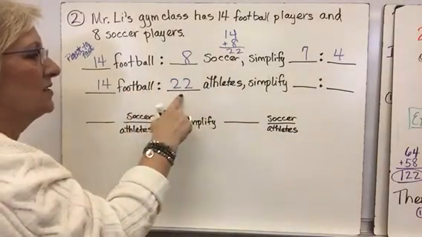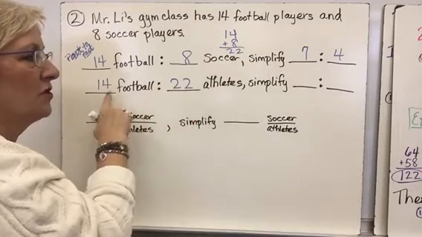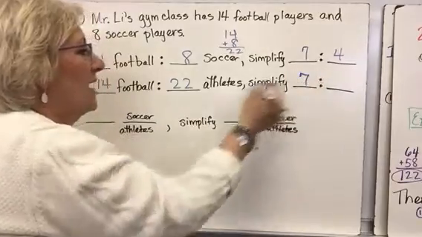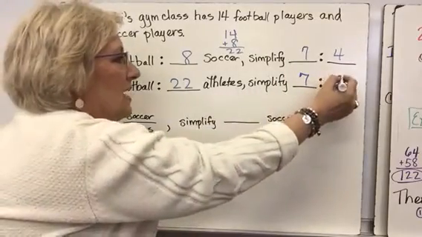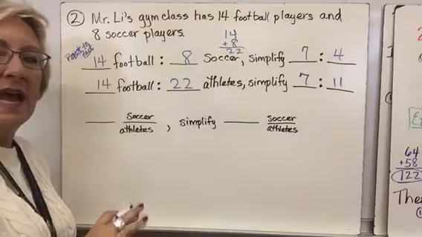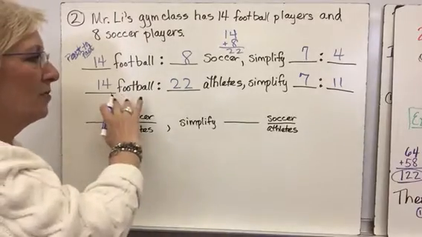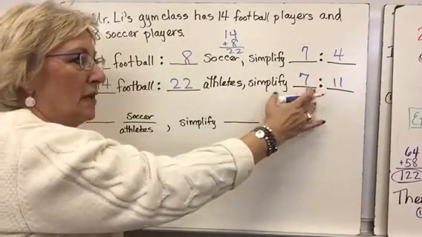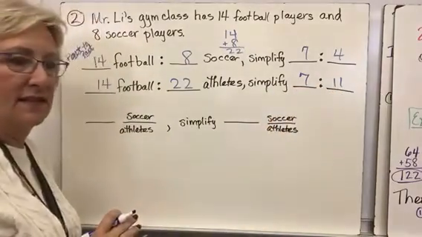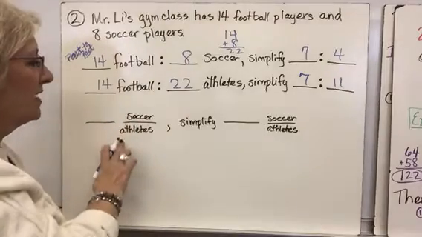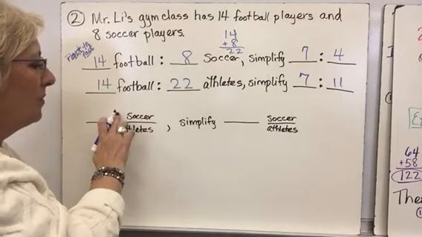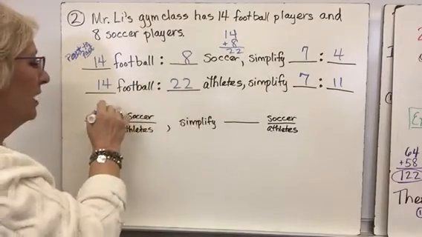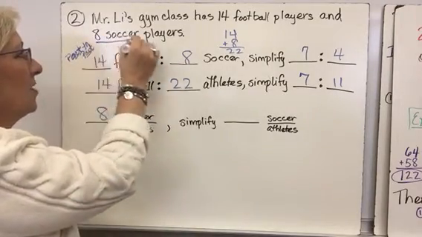So 14 and 22, I know that 2 goes into both of these because they're both even. 2 goes into 14 7 times, and 2 will go into 22 11 times. So when I'm comparing the number of football players to the number of athletes in the class, I know I will have 7 football players out of 11 athletes in his class. Now we're going to use fraction form and say, well, how many soccer players do you have to the total number of athletes? I have 8 soccer players. Okay, so these are the 8 soccer players.